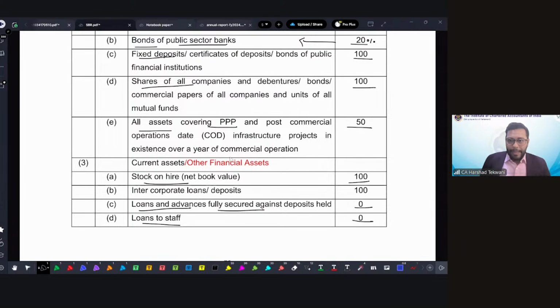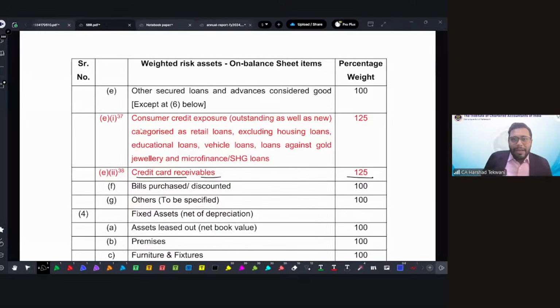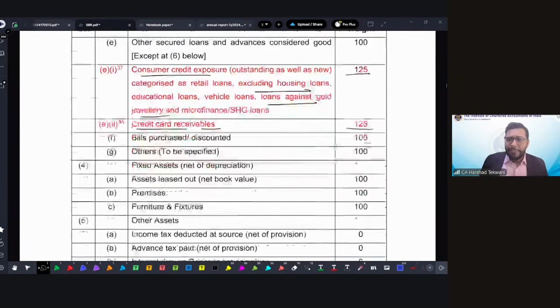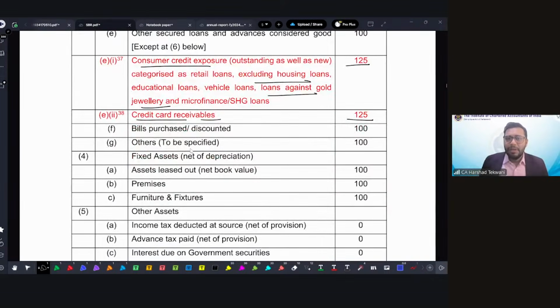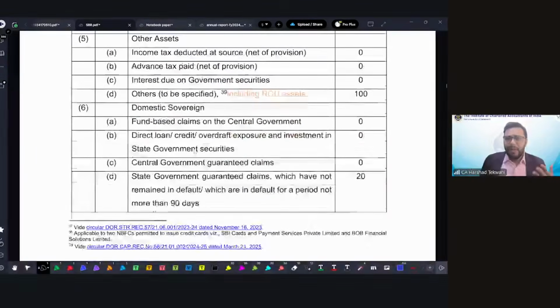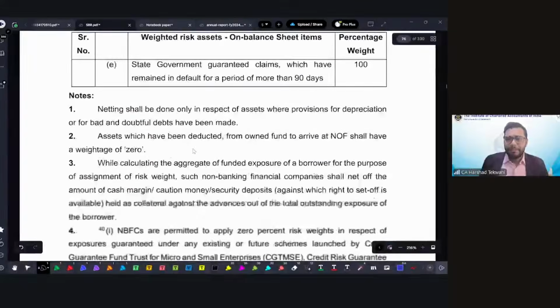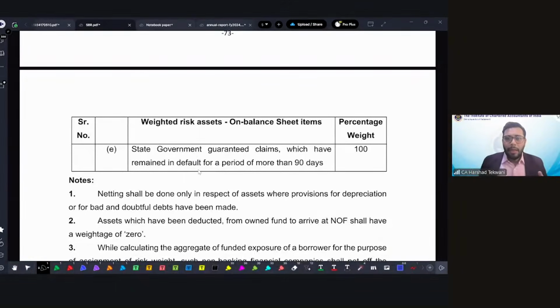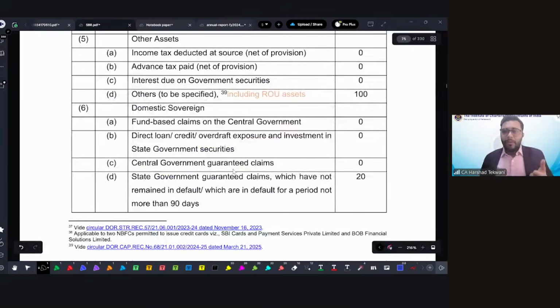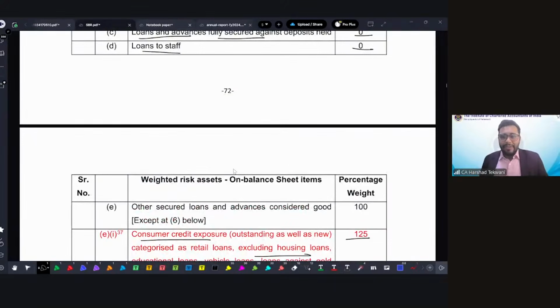Right, sir. So consumer credit exposure is 125%, excluding housing loans and loans against gold jewelry. Credit card receivables are also 125%. And in this way, a lot of these percentages are given. Once you have these percentages, you apply them and you will get a weighted risk assets total. You total it out, get the number, and apply the percentage.